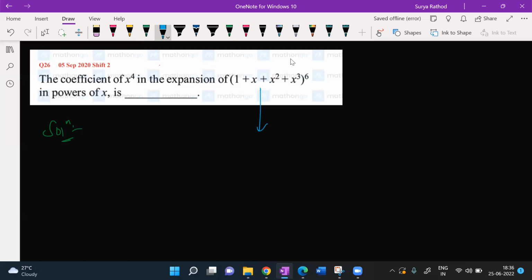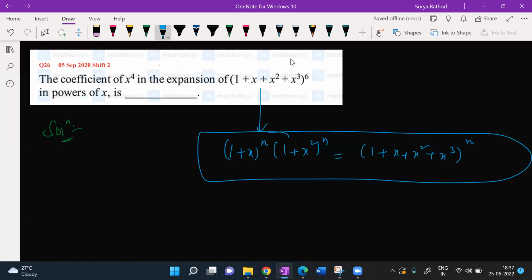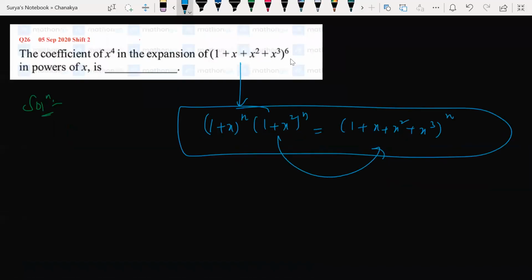Look at this. If you observe this properly, can I write this expansion as (1 plus x) to the power of n, (1 plus x square) to the power of n is equal to (1 plus x square plus x cube) whole to the power of n? We can write like this. Now, similarly, what he has given here, 1 plus x square plus x cube whole to the power of 6, n value is 6. I'll be writing directly (1 plus x) (1 plus x square) to the power of 6. I used this property, that's it. We need the coefficient of x to the power of 4.